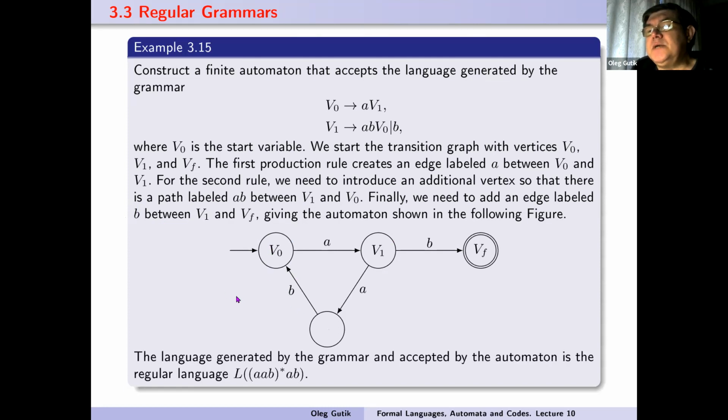The language generated by the grammar and accepted by the automaton is the regular language of the following form. So this is the grammar, this is the automaton, and the language is: AAB star, multiplied by AB.